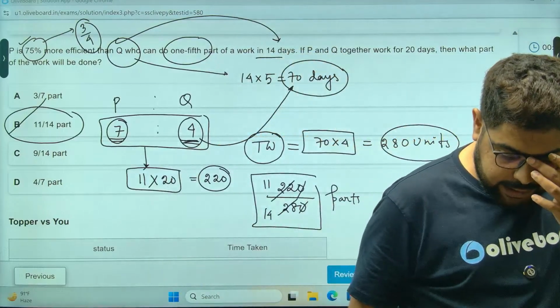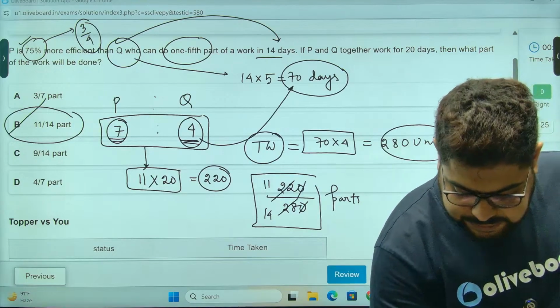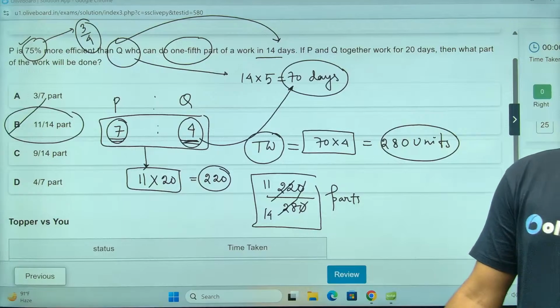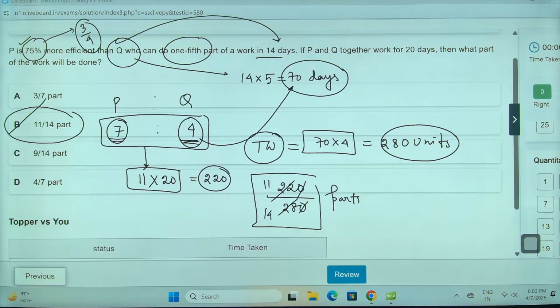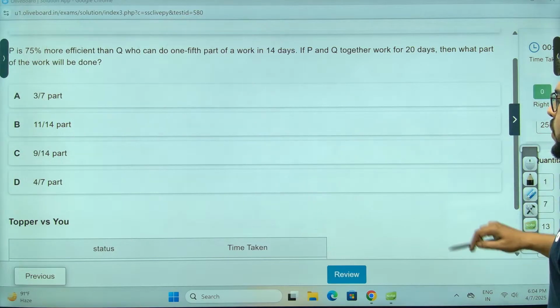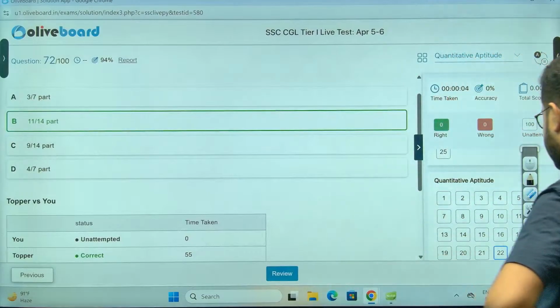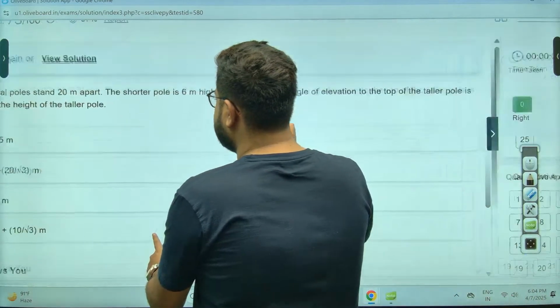Arghamita, Reena, you guys are absolutely correct. Absolutely correct, 100% correct, you guys. Very, very simple questions once again. So 11 by 14, option B is most definitely your correct answer. Next question.